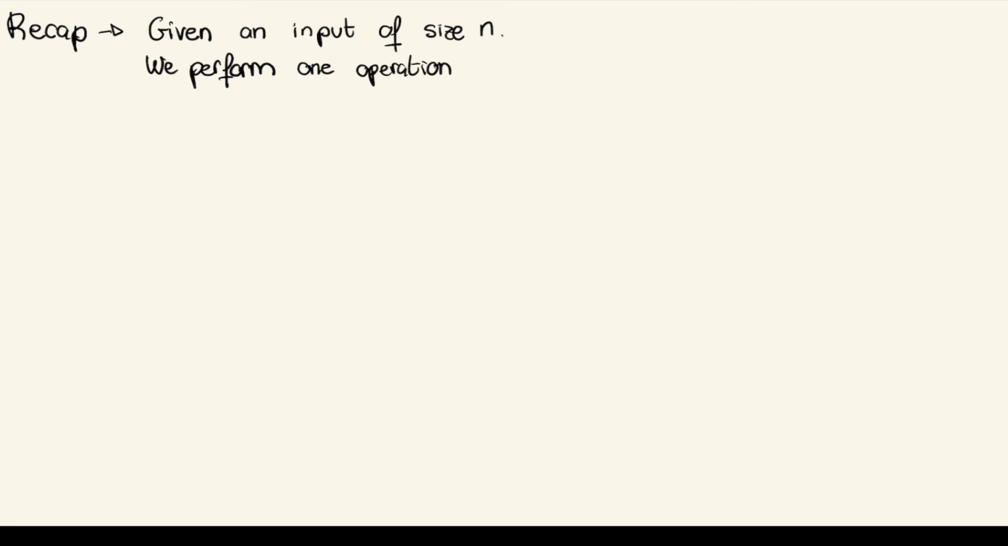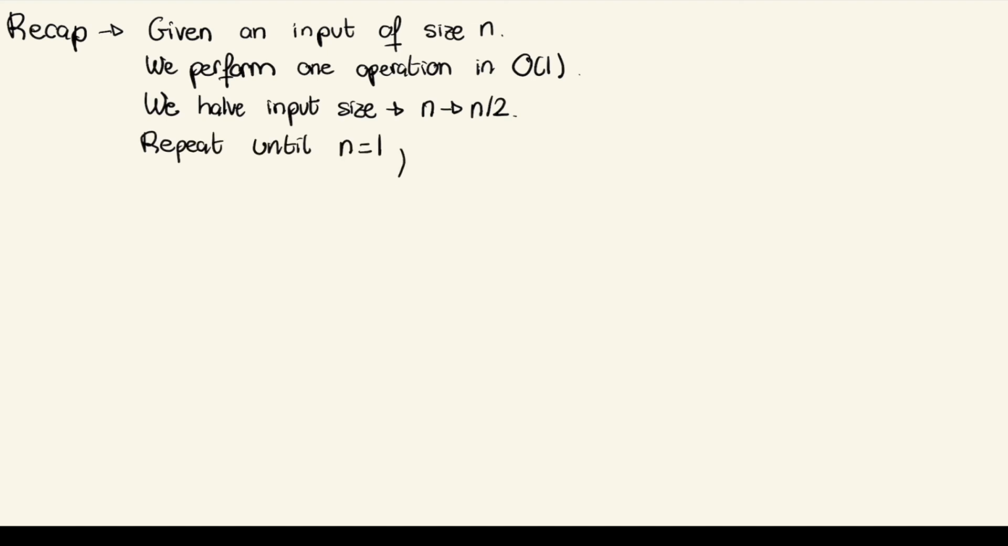So what is the takeaway? Whenever we have an algorithm that starts with an input of size n, that performs an operation in big O of one time, in the case of binary search, that will be comparing the midpoint with the value that we want to find, and then the algorithm halves the input size to repeat this operation over and over until the input size becomes 1, then that algorithm is said to be running in big O of log n time.